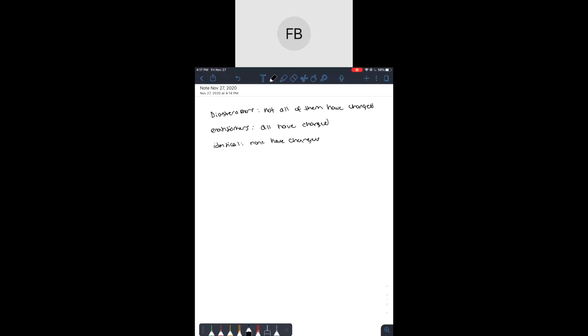And when we say not all of them have changed, what we're talking about is the chirocarbons, and they can switch back and forth between R and S. So if all the chirocarbons have switched from R to S or from S to R, then that's called an enantiomer. If one of them might have stayed the same but the rest of them switched, then that's a diastereomer. Identical is where everything is exactly the same as it was before.